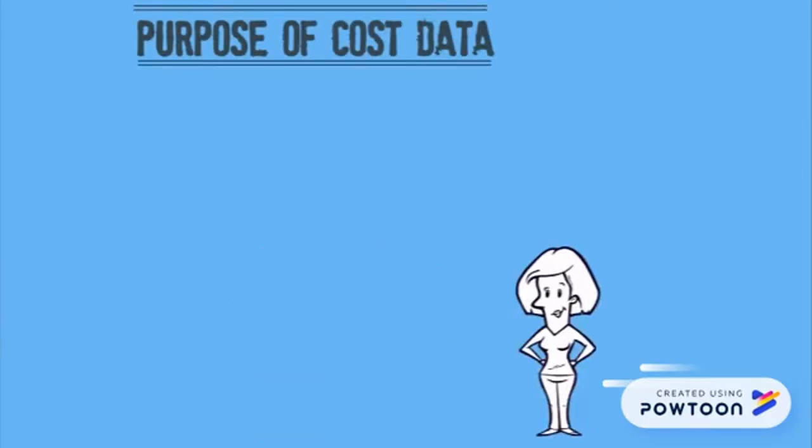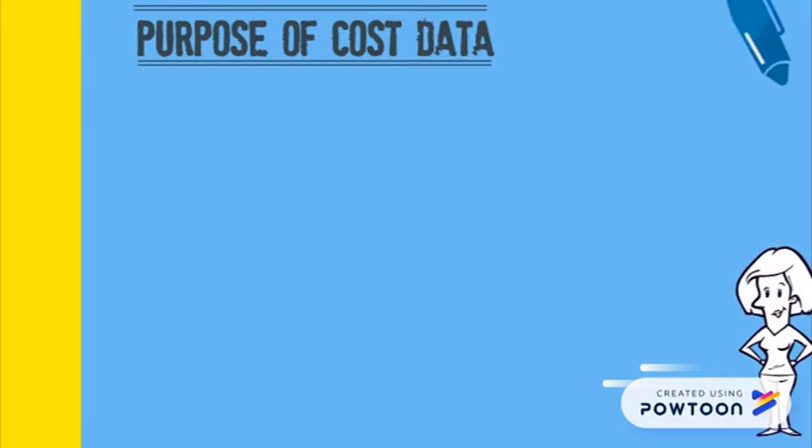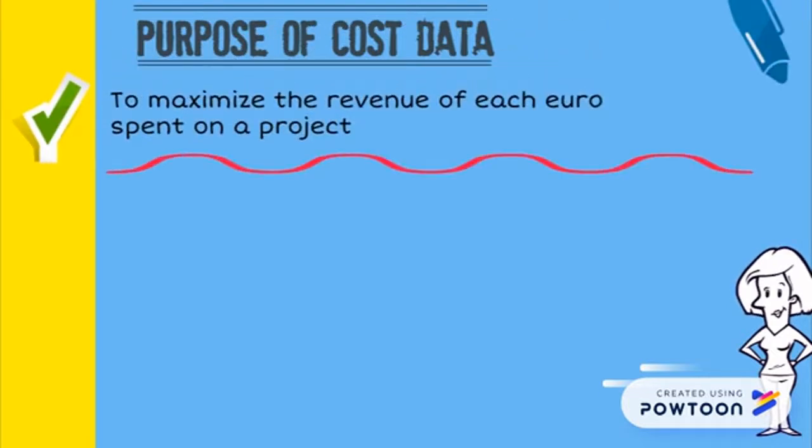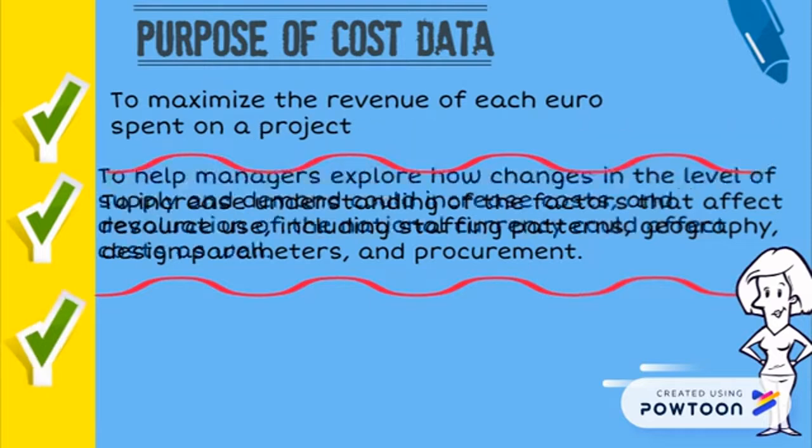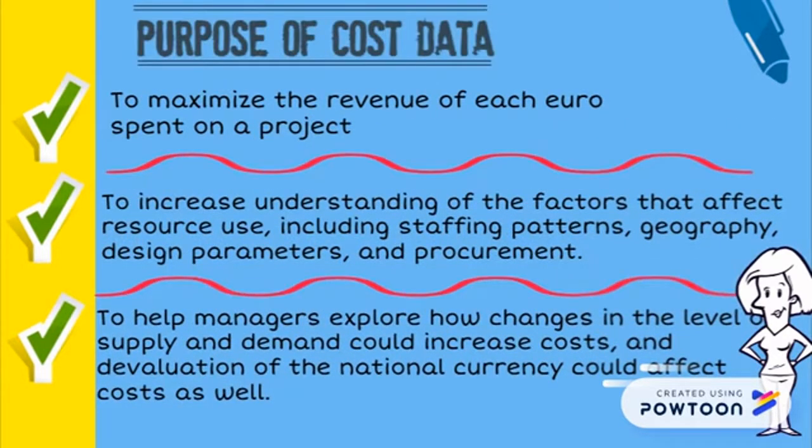The purpose of cost data is divided into three, which is to maximize the revenue of each euro spent on a project, and to increase understanding of the factors that affect resource use, including staffing patterns, geography, design parameters, and procurement. And the last one is to help managers explore how changes in the level of supply and demand could increase cost, and how evaluation of the national currency could affect cost estimates.